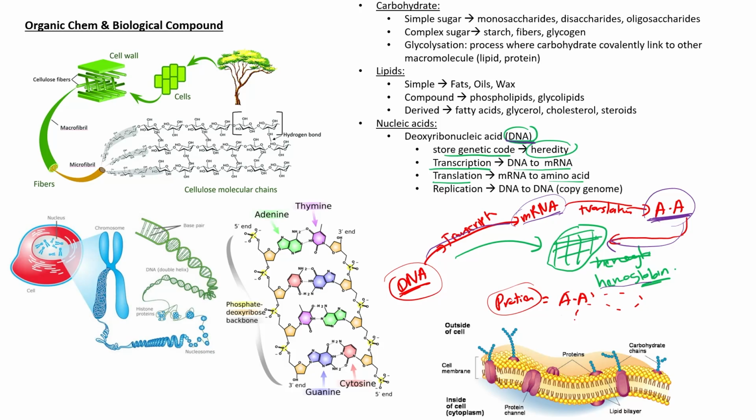And then DNA can also be involved in replication, for example DNA to DNA. For example, when the mother is pregnant, part of the father goes to the child and part of the mother goes to the child. So that's basically a copy of the genome, a copy of the genetic material from the parents. So that is replication. They just make a copy.